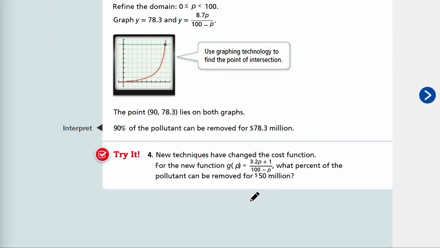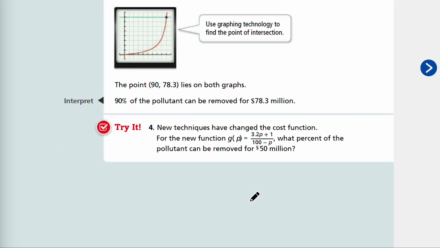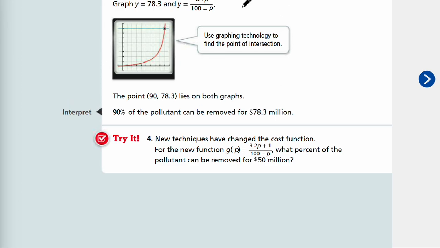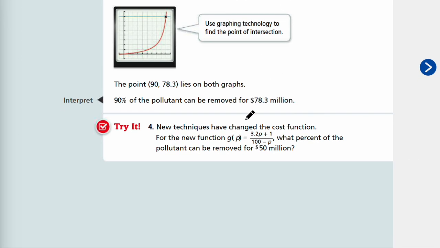Let's look at try number 4. New techniques have changed the cost function. Instead of our original function, we have the new function g of p that's equal to (3.2p + 1) over (100 - p). What percent of the pollutant can be removed for $50 million? So pause the video, see if you can solve it by yourself. Come back when you're ready for answers.